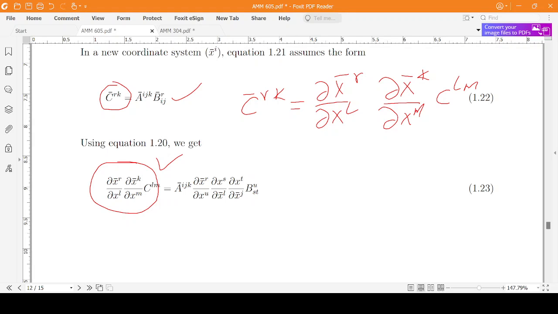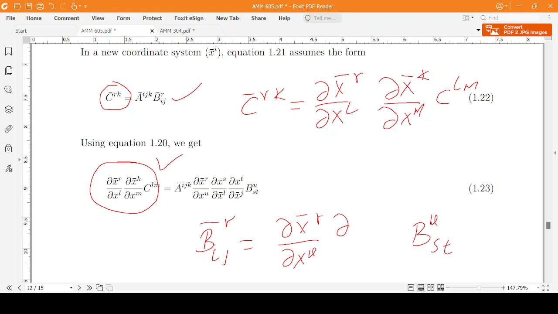Then, of course, b bar r ij will transform to b^u_st according to the equation dx bar r by dxu times the partial derivative of xs by x bar i, times xt by dx bar j. This is what we have here.